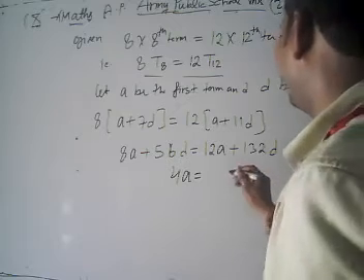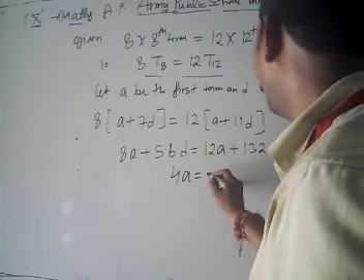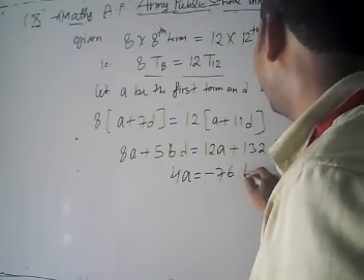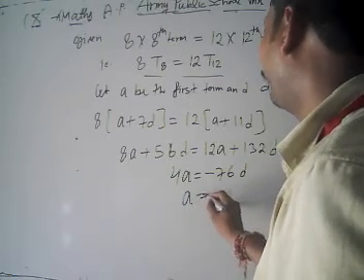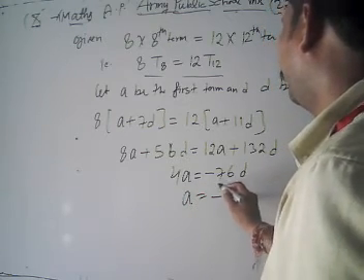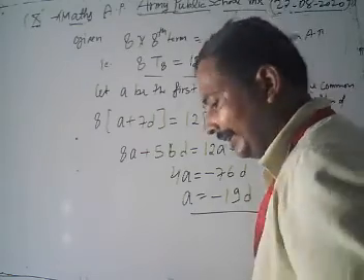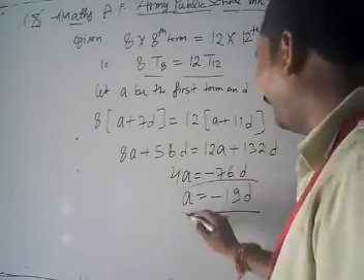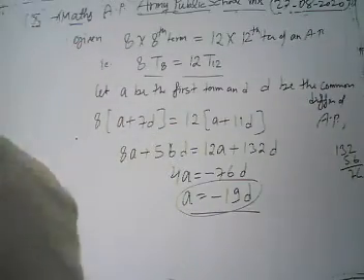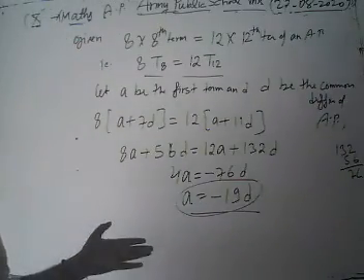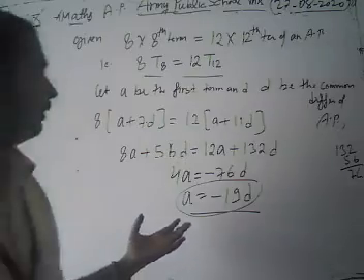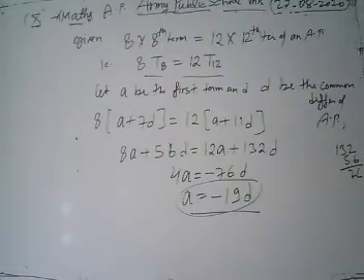Then we get 76. Then we get 4a is equal to minus 76d. Dividing by 4, we get a is equal to minus 19d. Now we get a relationship between a and d: our first term is minus 19 times d.